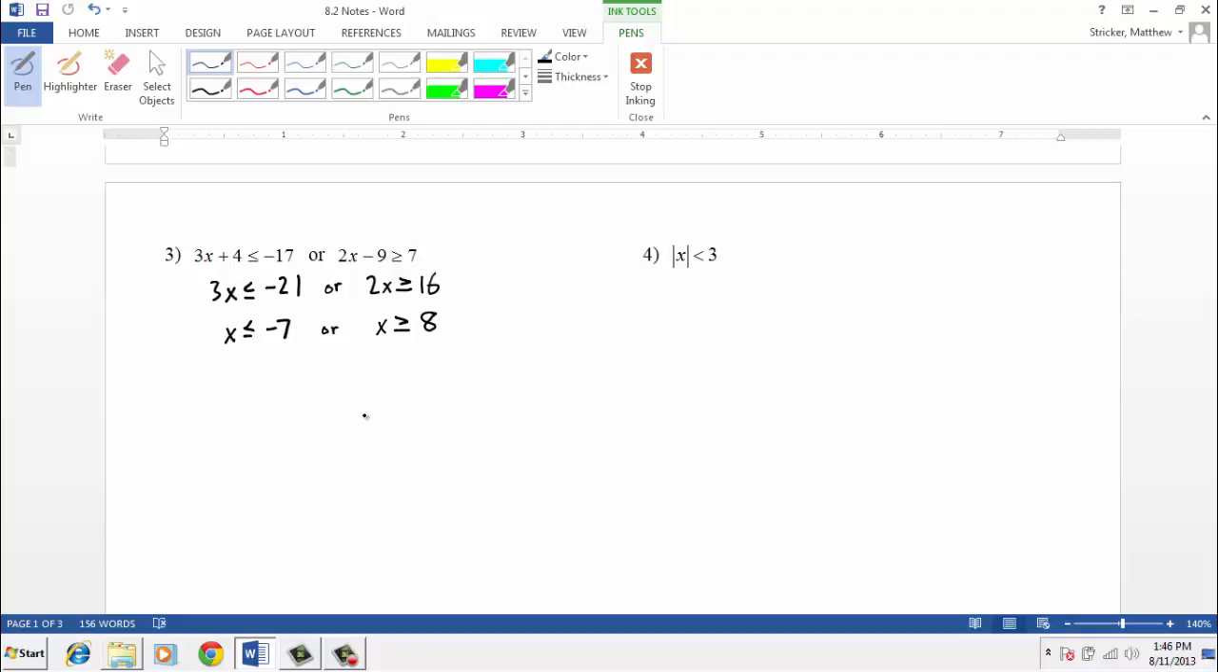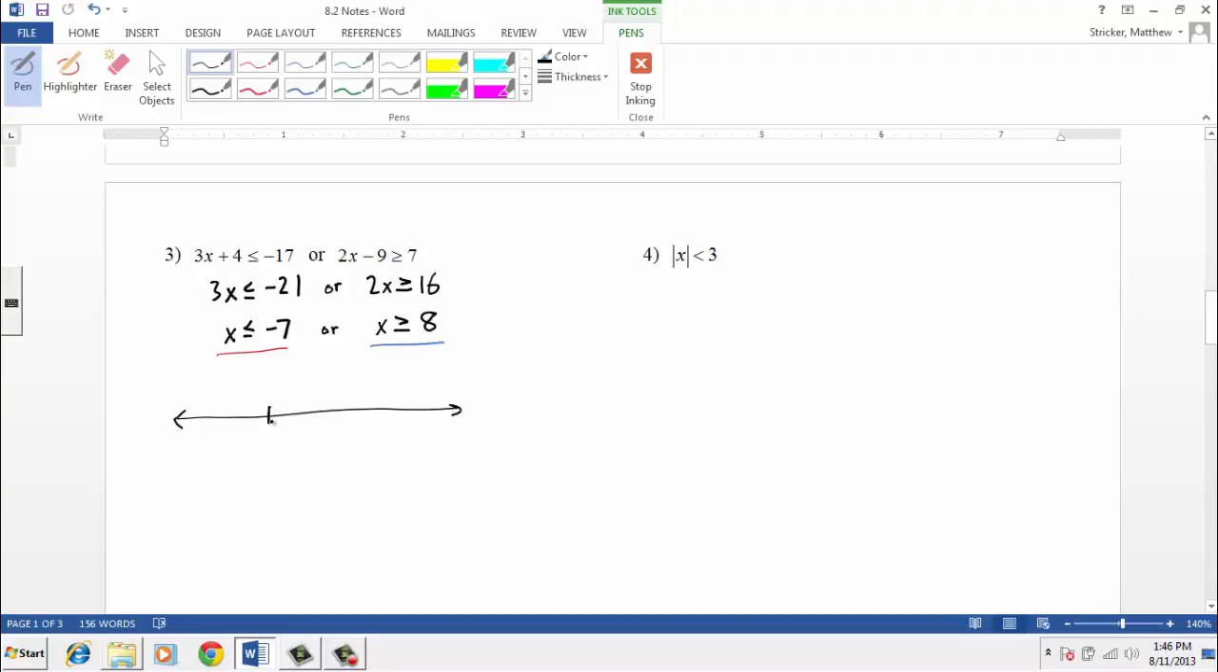The difference with this problem is now we have two separate solution regions. We have a solution region on the left and we have a solution region on the right. Let's see what it looks like if we put both of those regions on the same number line.